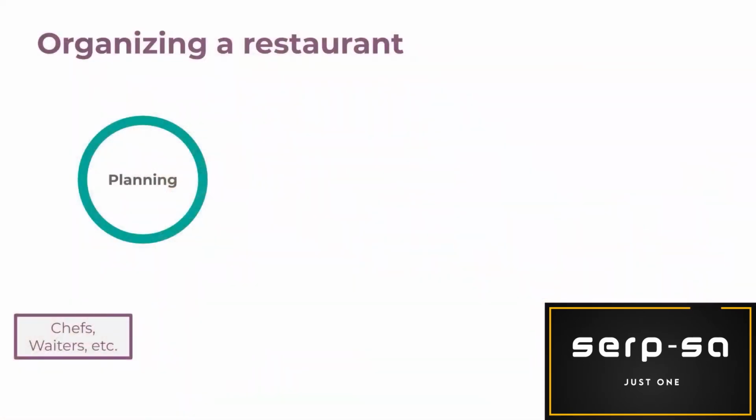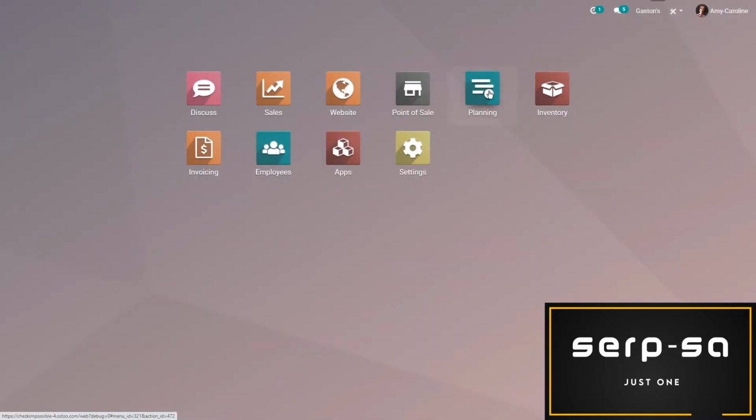In a restaurant, there are many different jobs. You have your waiters, your chefs, bartenders, etc. So it's vital to organize schedules to avoid an empty shift or avoid giving someone a double shift, for example. To manage this, Gaston's uses the planning app. So let's jump to Odoo, and we're going to go to the planning app.